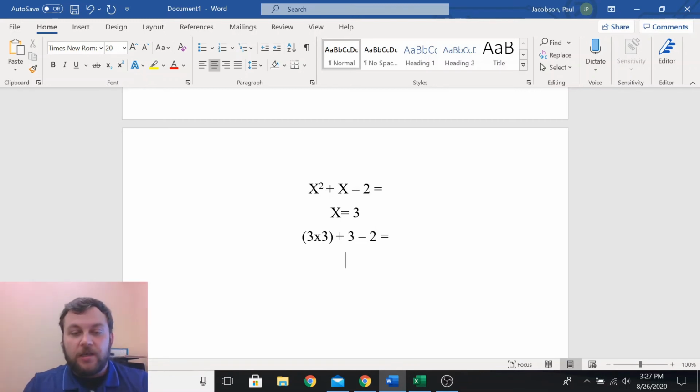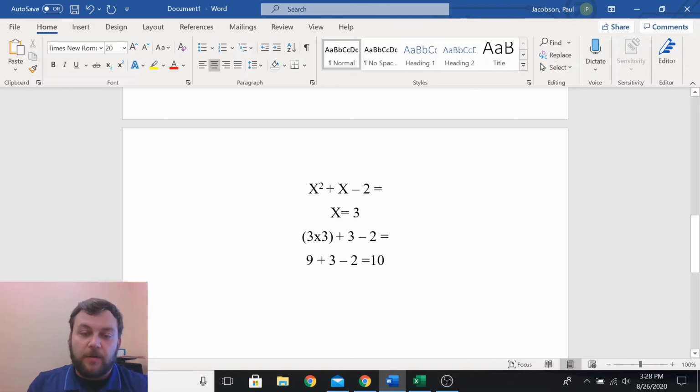So 3 times 3 is 9 plus 3 minus 2. Your order of operations, if you remember that, that's your PEMDAS, right? Now adding and subtracting are on the same level in the order of operations, so you do it from left to right of how you're reading it. So 9 plus 3 is 12. 12 minus 2 is 10. So the answer to that is 10. After I made that statement, I told you 3 is going to be replacing the x. I made this statement right here of x equals 3.